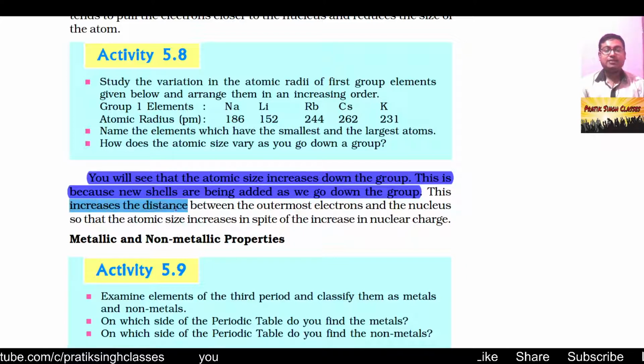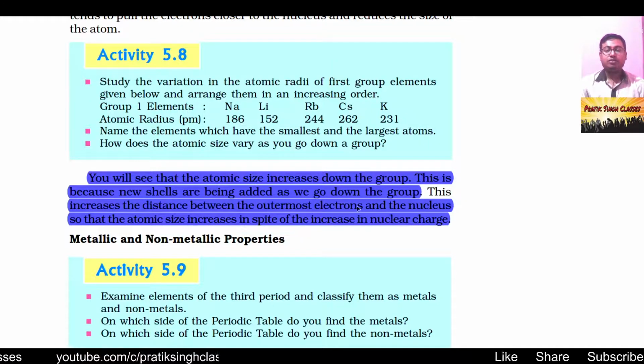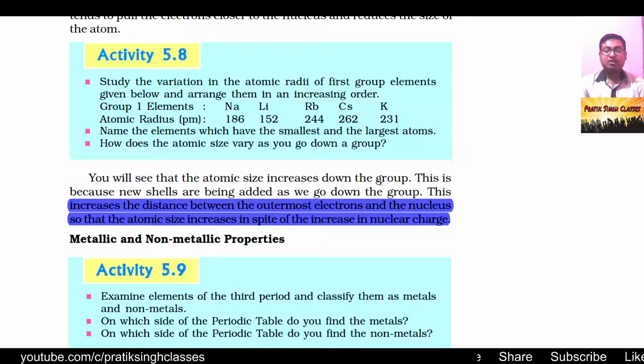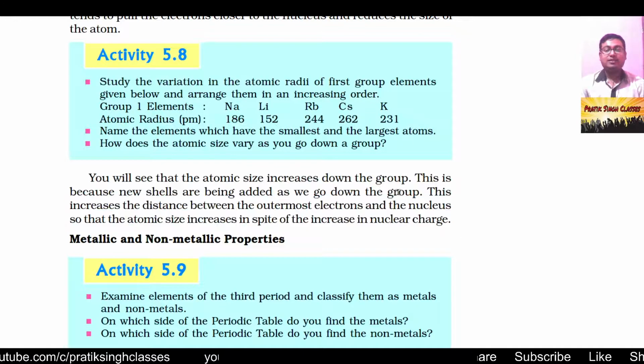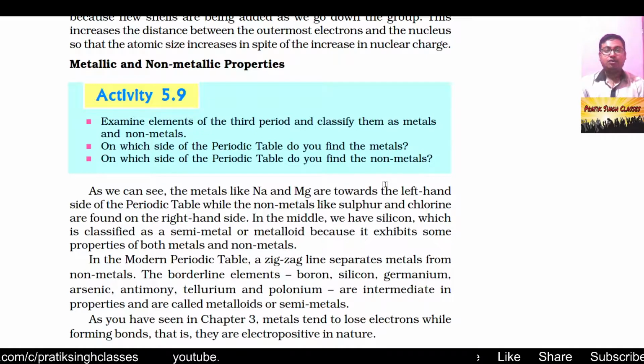This increases the distance between the outermost electrons and the nucleus, so the atomic size increases in spite of the increase in nuclear charge. So when we go from top to bottom, even though the nuclear charge increases, the number of orbitals increases, and thus the distance between the nucleus and the outermost orbital increases and the size increases. And as the size increases, the force of attraction between the nucleus and the outermost orbital electrons will decrease. Now coming to metallic and non-metallic properties of elements.